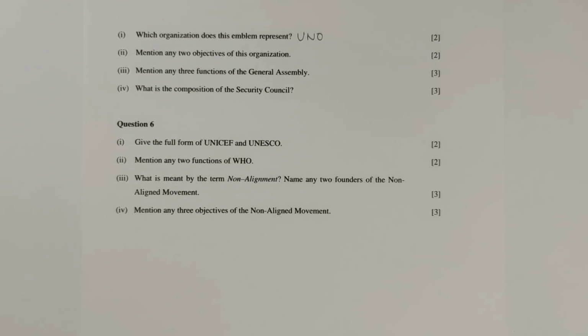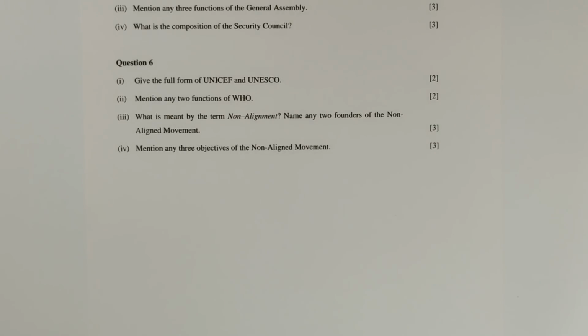Now we will move on to the next question. Moving on to question 6, which is the last question of this paper. Part 1. You have to give the full form of UNICEF and UNESCO. Guys, UNICEF stands for the United Nations International Children's Emergency Fund, and UNESCO stands for United Nations Educational, Scientific and Cultural Organization. Simple.